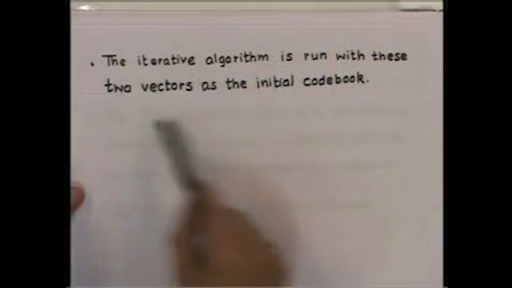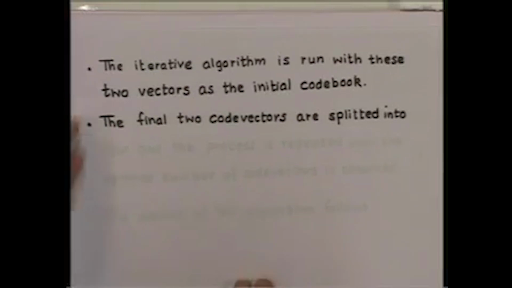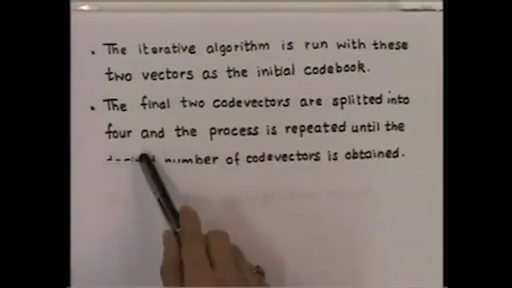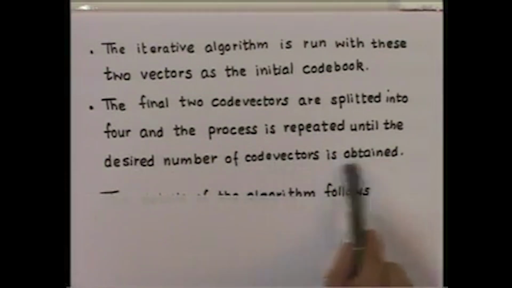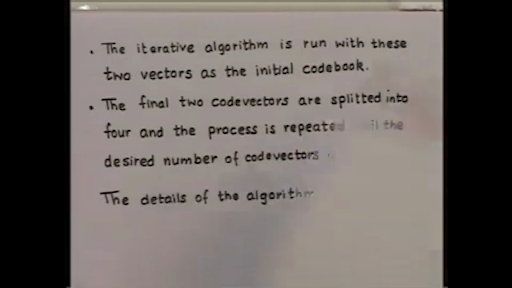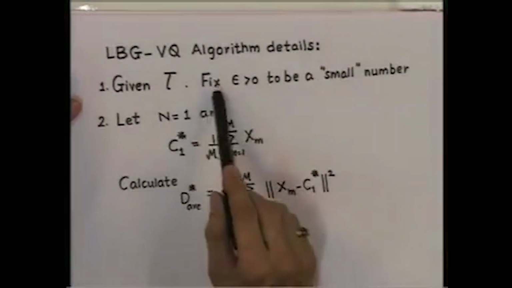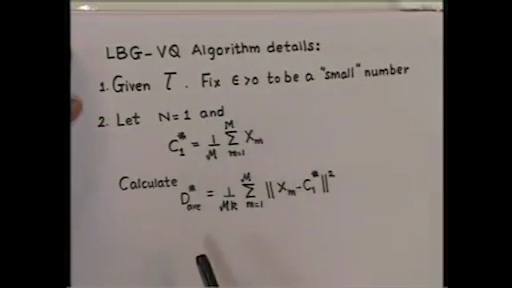Now, the iterative algorithm is run with these 2 vectors as the initial code book, and then the final 2 code vectors are split into 4, and the process is repeated until the desired number of code vectors is obtained. Now, the details of the algorithm follow. We have been given the training sequence. We fix an epsilon which is greater than 0 to be a small number.